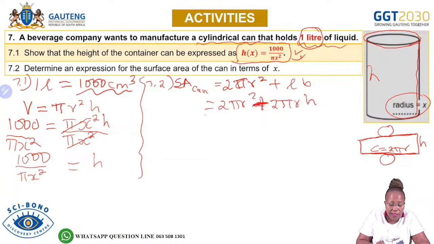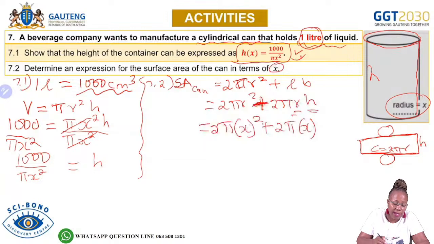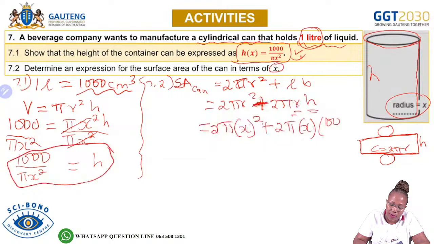Okay, and then now when you simplify these terms, you can leave it like that, or you can substitute. They say it in terms of x. No, you can't leave it like that because you're having an h and r there. You need to substitute that. That is 2 pi, what is the radius? The radius is x, so 2 pi x squared plus 2 pi x, and then we are having a height. You have already calculated that. That is the height of 1000 over pi x squared.